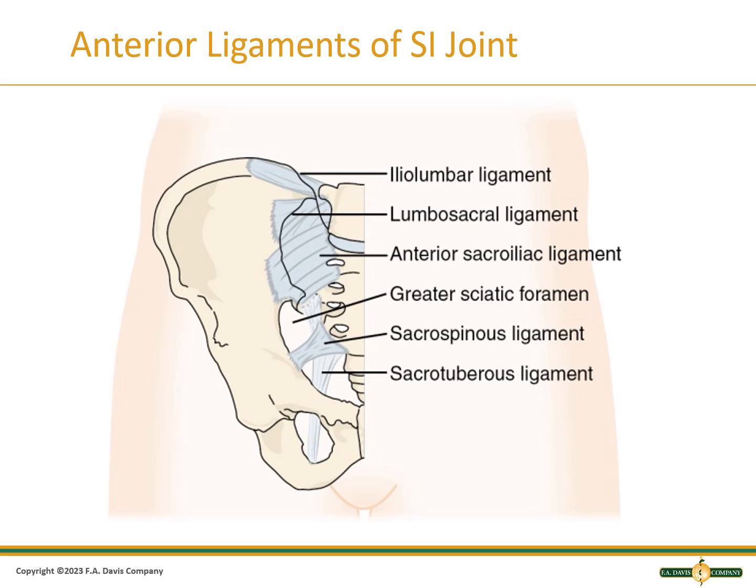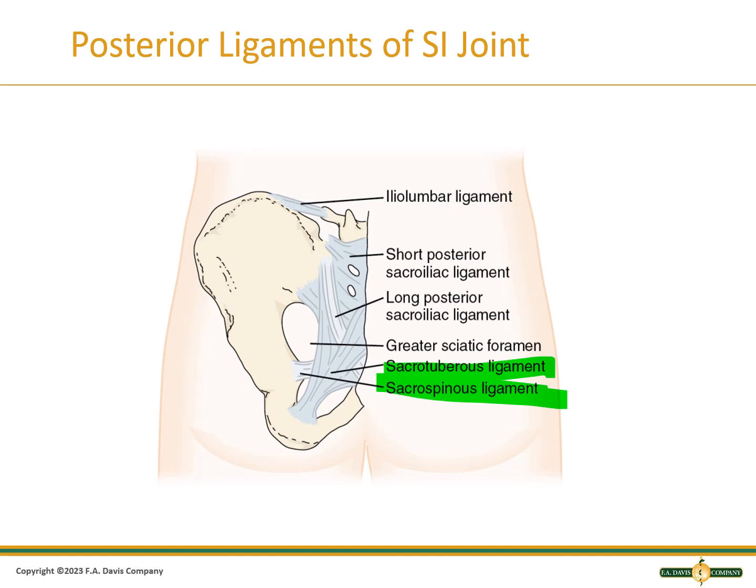And the anterior sacroiliac ligament reinforces the anterior portion of the SIJ. From the posterior side, we have the iliolumbar ligament, which limits excessive rotation of L5 on S1 and anterior movement of L5 on S1. The short posterior SI ligament limits forward movement of the sacrum on the ilium. The long posterior SI ligament serves to limit downward movement of the sacrum on the innominate. And then we have our sacrotuberous and sacrospinous ligaments, which are important there.